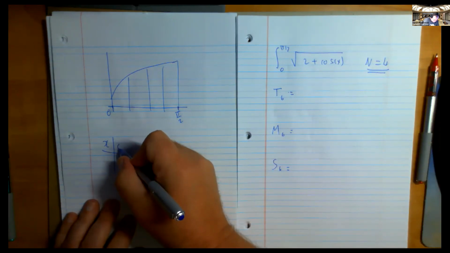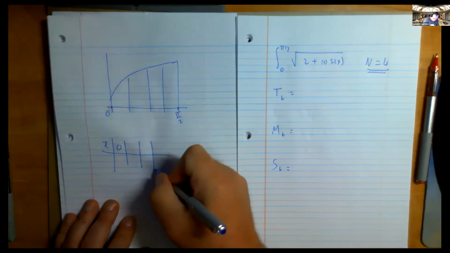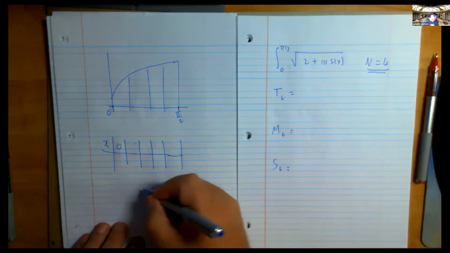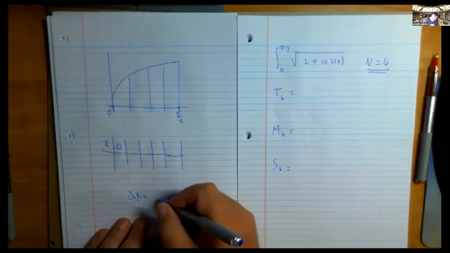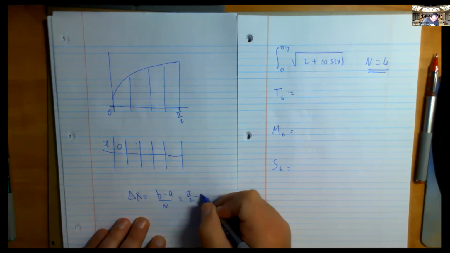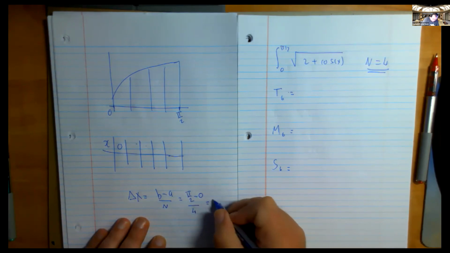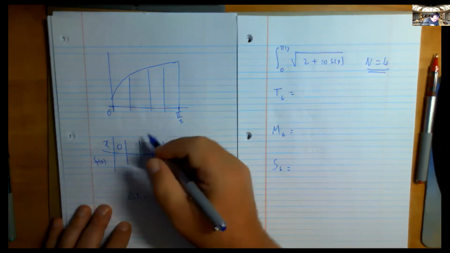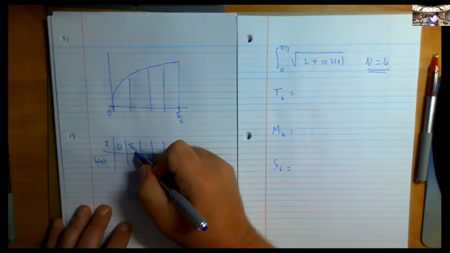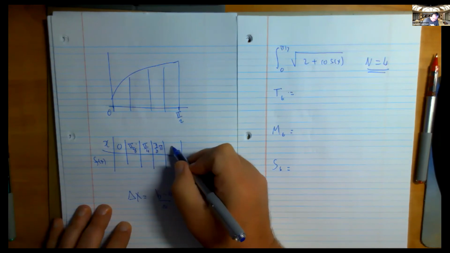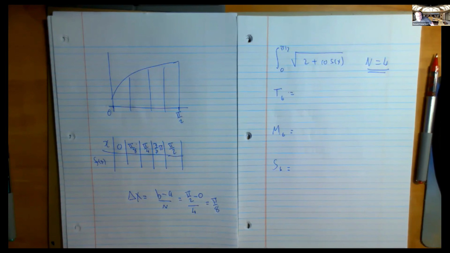Now, you're going to start at 0, right? And then you're going to do 5 points, because 4 strips give you 5 points. The delta x in this question is b take away a over n. So it's pi upon 2 take away nothing divided by 4, which means pi upon 8. So my table is going to go 0, 1/8 pi, 2/8 pi, which is a quarter, 3/8 pi, and 4/8 pi, which is a half. So that's how I'm going to construct the table.